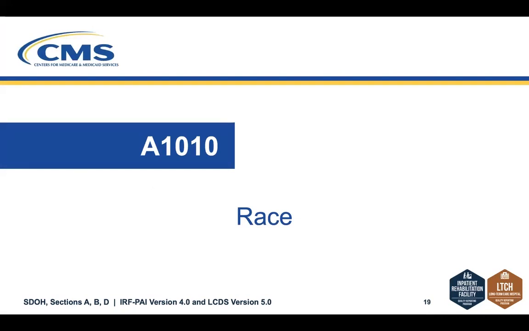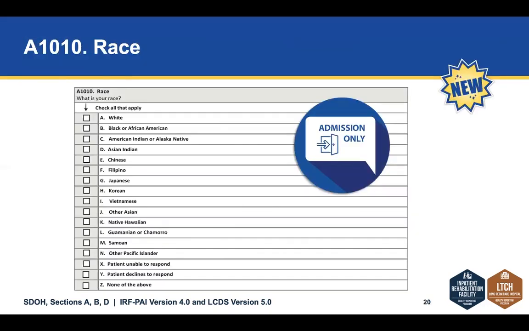The next new SDOH data element is A1010 race. Here's the snapshot of the data element as it appears on page 3 of the IRF-PAI in the admission section and on page 4 of the LCDS admission assessment. As you can see here, there are 14 different race categories listed along with 3 other response choices. Like ethnicity, the race data element is a check all that apply data element collected only on admission.